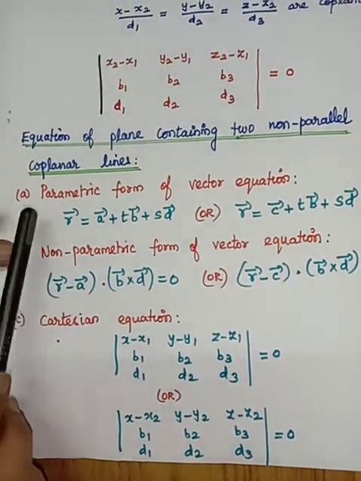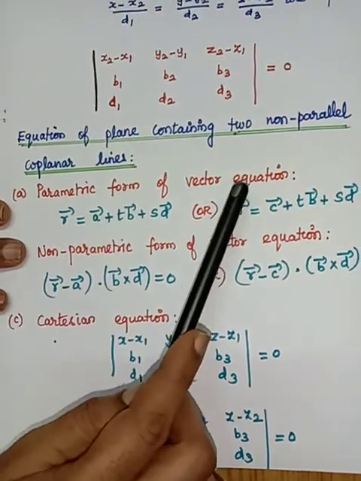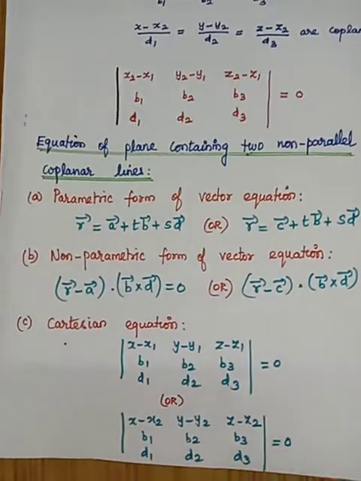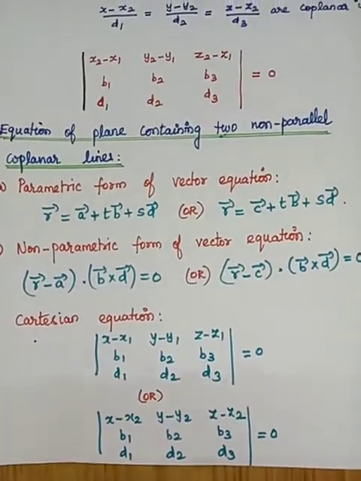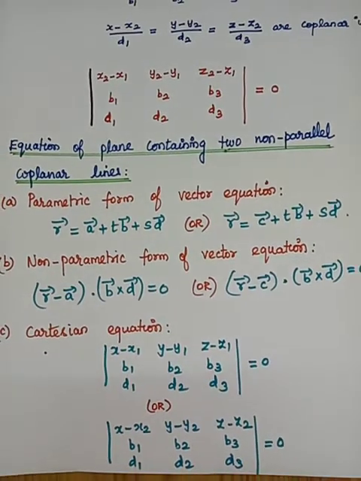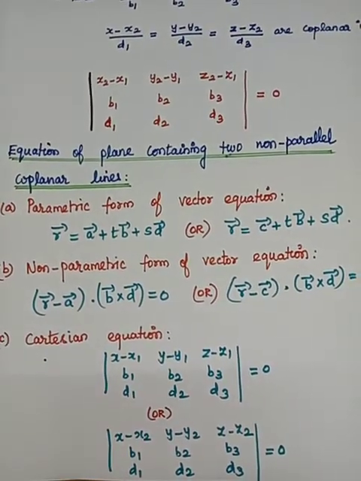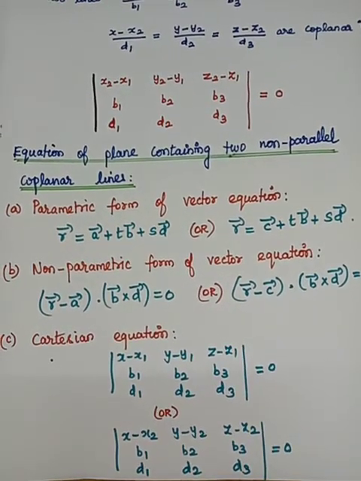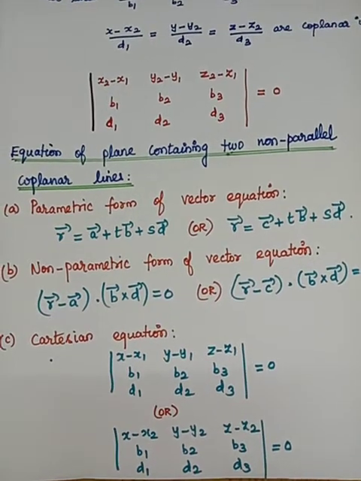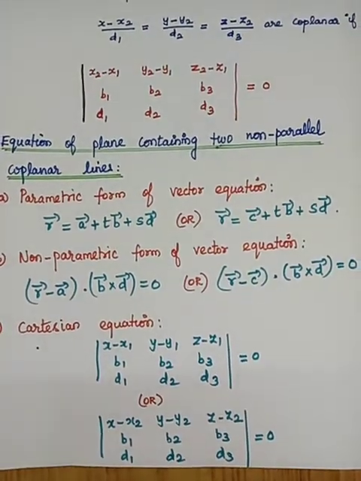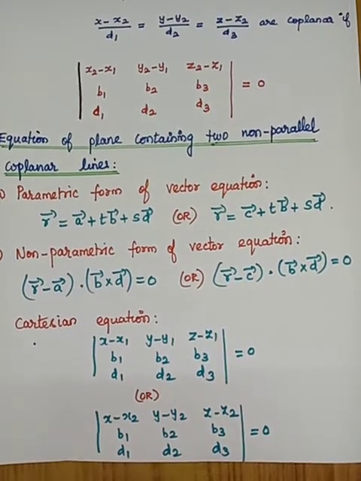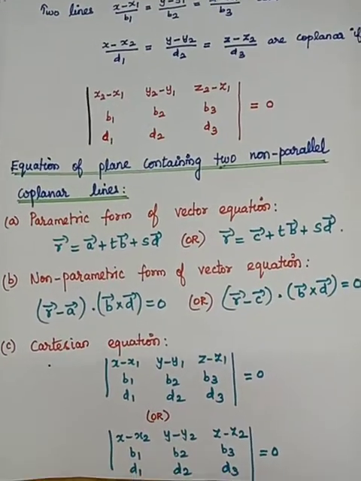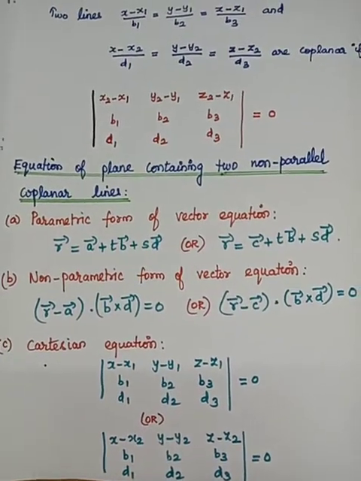Okay, so see that here the parametric form of the vector equation we are going to take. You see that from the first line we can collect a vector and b vector. a vector is the position vector of the passing point and b vector is the parallel vector. From the second line we can take the position vector of the passing point of the second line and the parallel vector of the second line. So we will have position vectors of two passing points and two parallel vectors. But to write the equation of the plane, we need only three vectors.